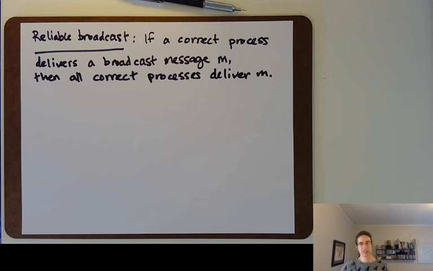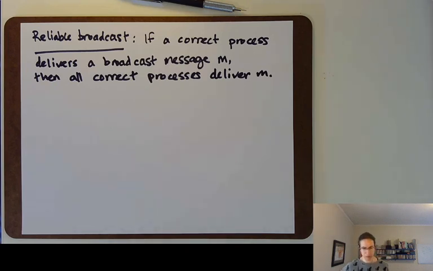Okay, so a suggestion in chat is a correct process is one that isn't malicious. I think it depends on your fault model, again, right? If we were in the Byzantine fault model where processes could be malicious, then you would certainly need to guarantee that they're not malicious. If you were working in the crash model, then a correct process would just be one that didn't crash.